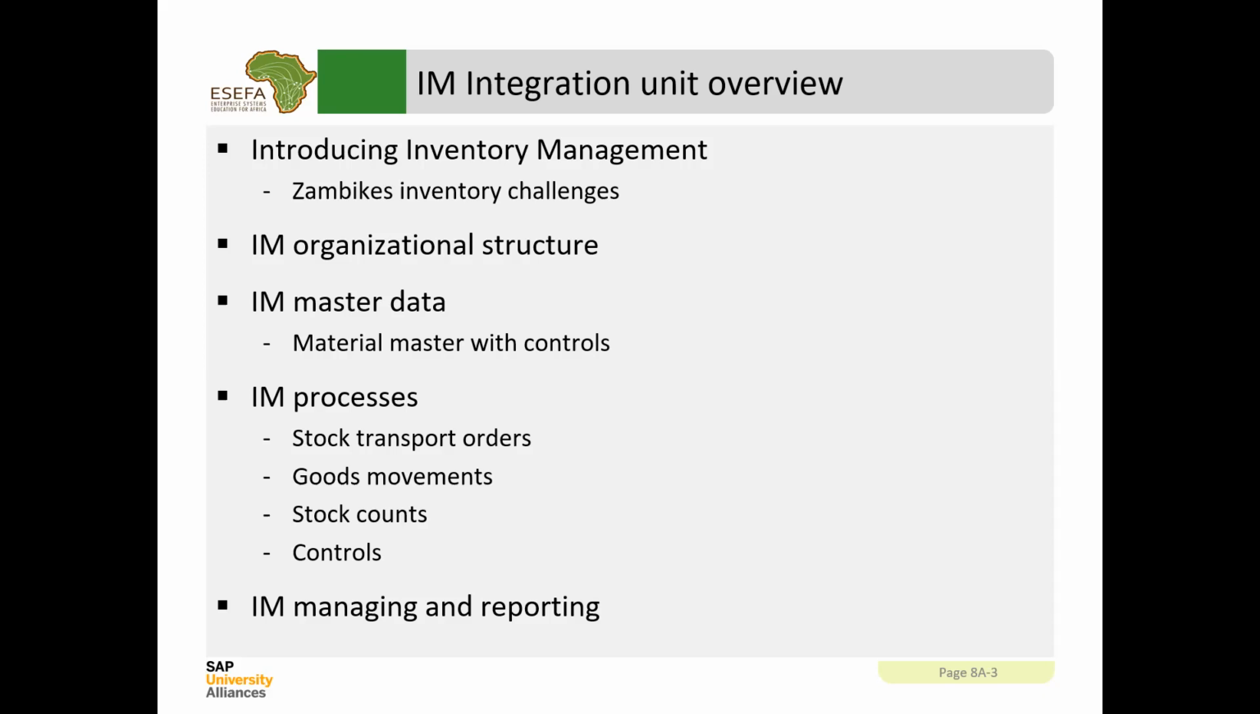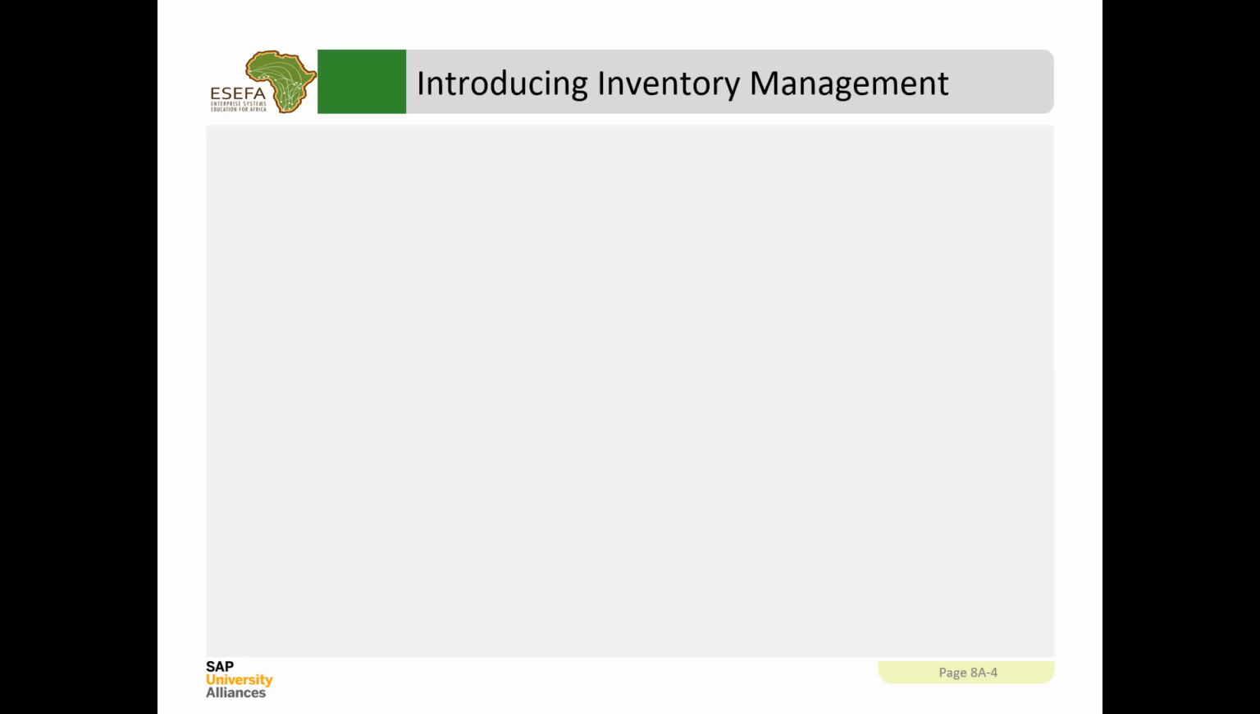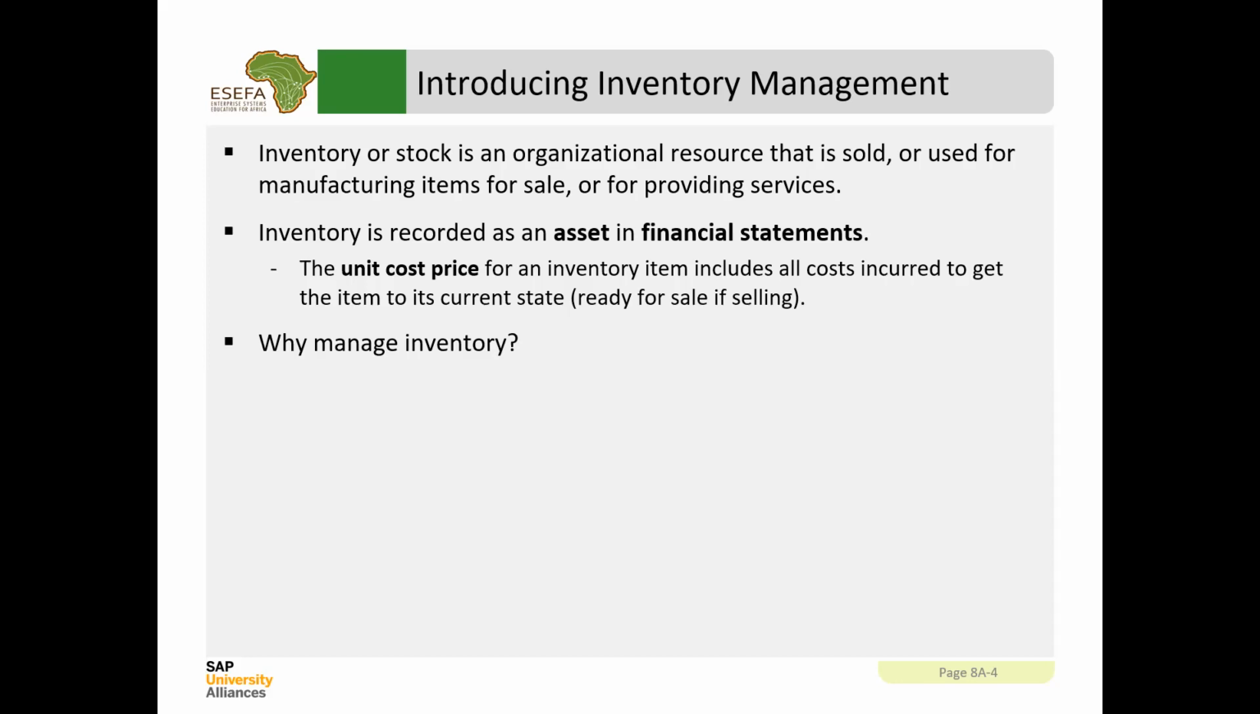So there is one basic thing about inventory, which is the movement of goods, goods movement. So what happens? Now, let's look at what inventory is as a term. So inventory stands for an organizational resource, any resource that can be sold, that can be used for manufacturing, or that can be used for providing a service. Any resource that is being transformed into the final product.